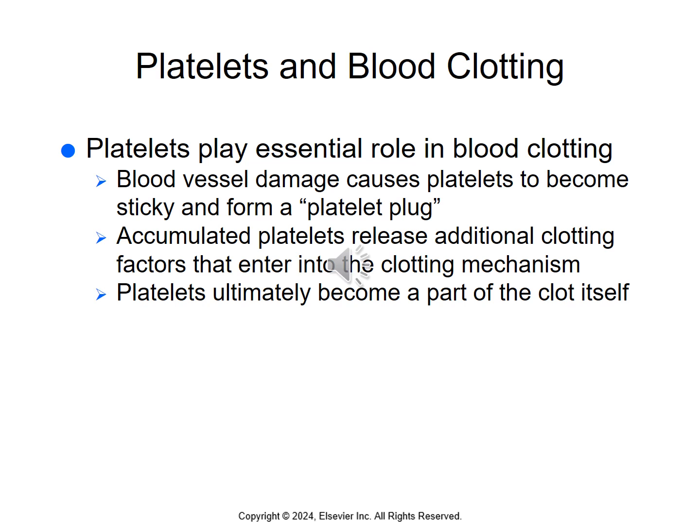Platelets and blood clotting. Platelets play a role in blood clotting. Blood vessel damage causes platelets to become sticky and form a platelet plug. Accumulated platelets release additional clotting factors that enter into the clotting mechanism. Platelets ultimately become a part of the clot itself. So, what does thrombin combine with to form fibrin? And that's fibrinogen. That's the answer. Fibrinogen and thrombin combine to form fibrin.